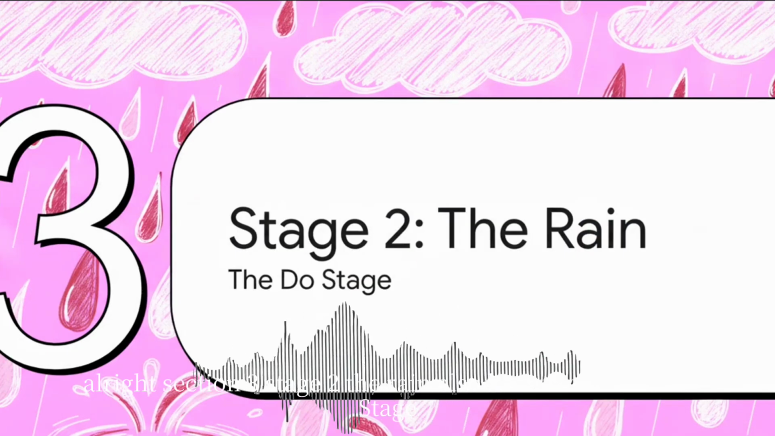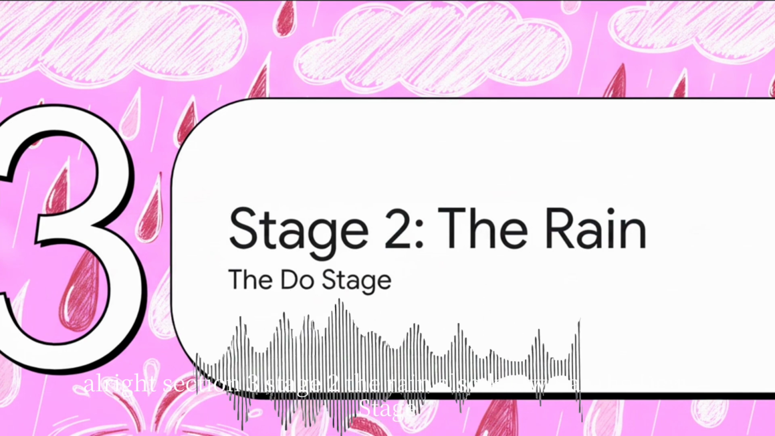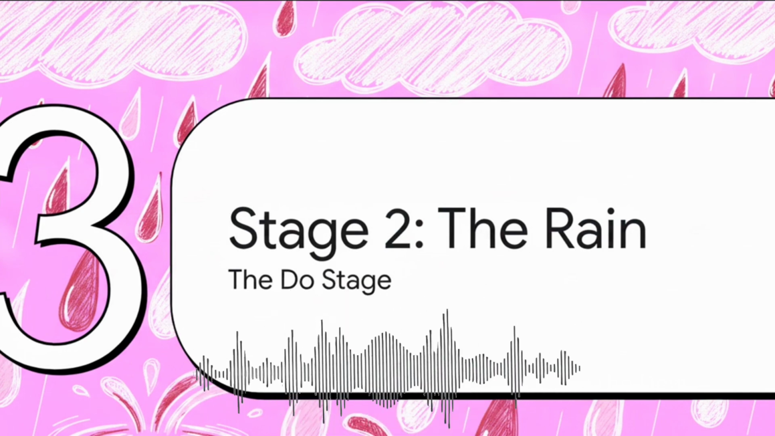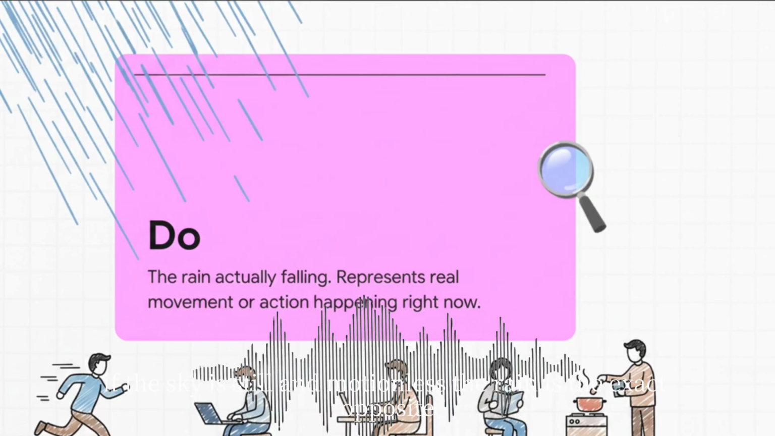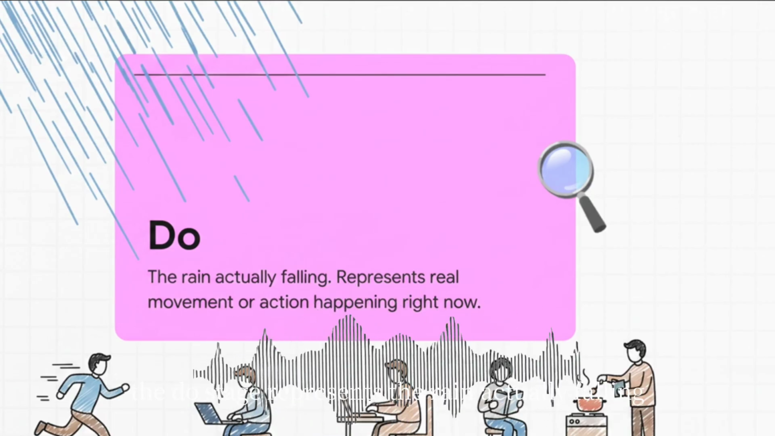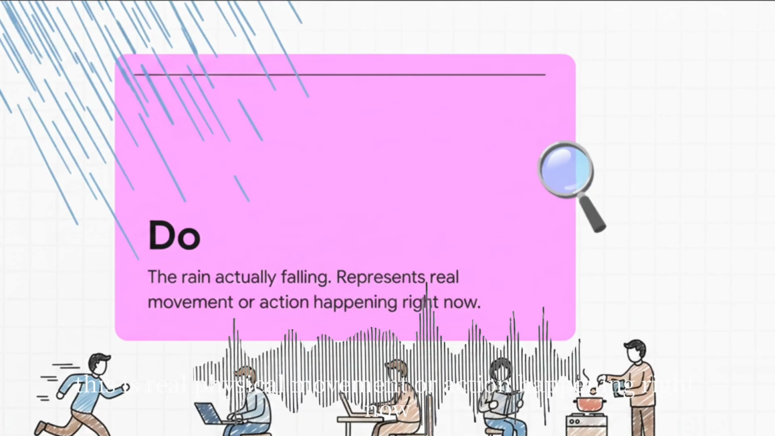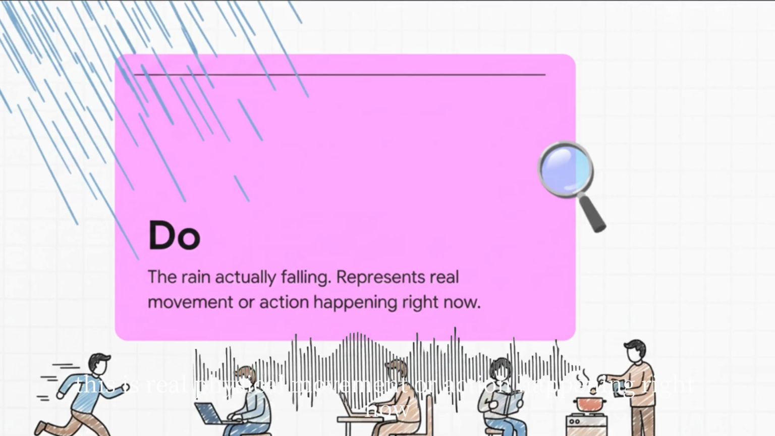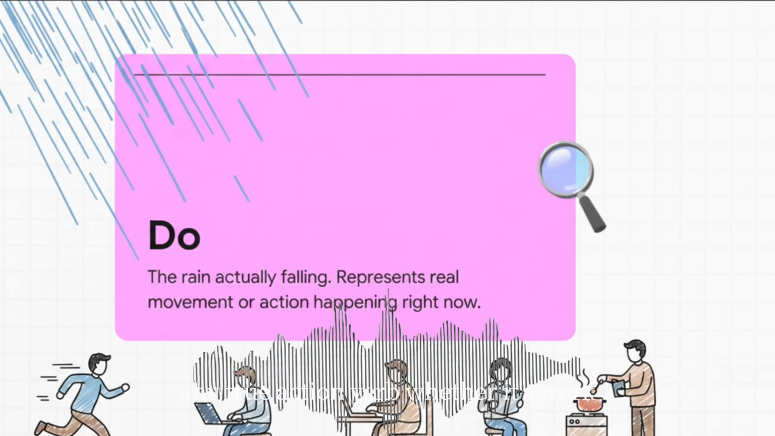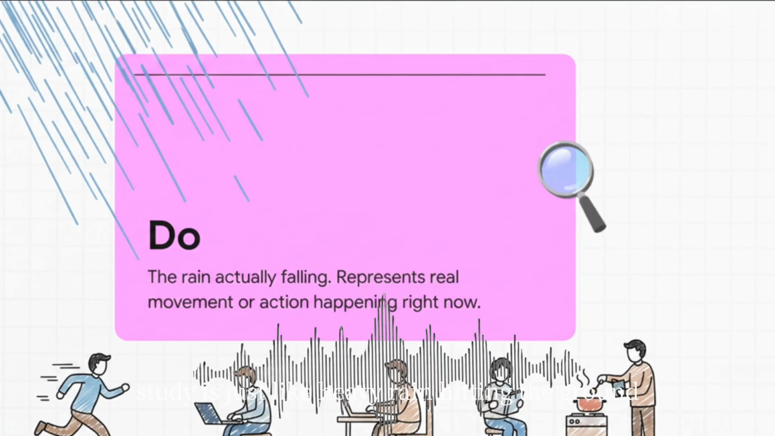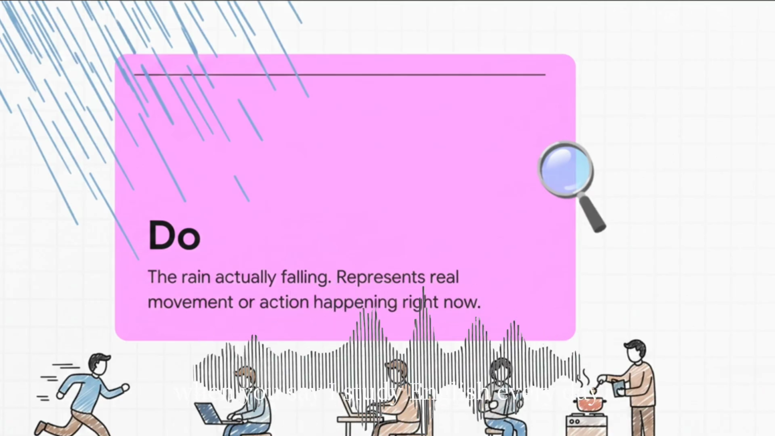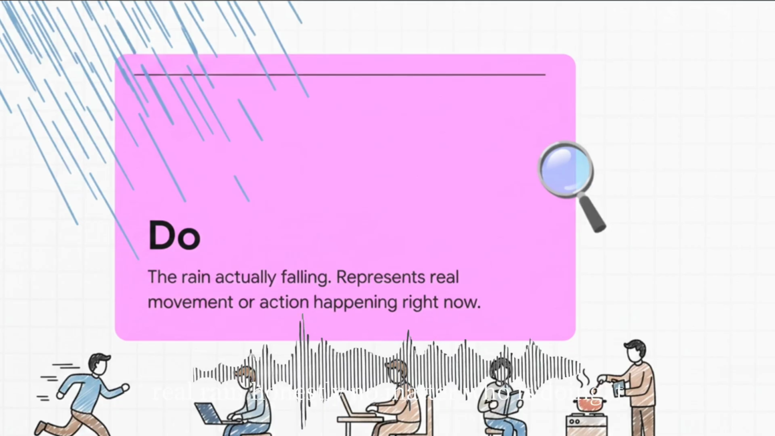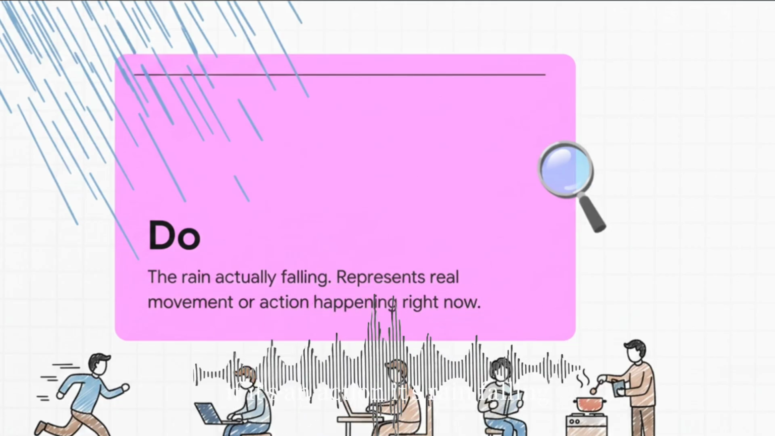All right, section 3, stage 2, the rain, also known as the do stage. If the sky is still and motionless, the rain is the exact opposite. The do stage represents the rain actually falling. This is real, physical movement or action happening right now. Any true action verb, whether it's work, run, eat, type, cook, study, is just like heavy rain hitting the ground. When you say, I study English every day, you're describing real movement, real rain. Honestly, no matter who is doing it, if it's an action, it's rain falling.